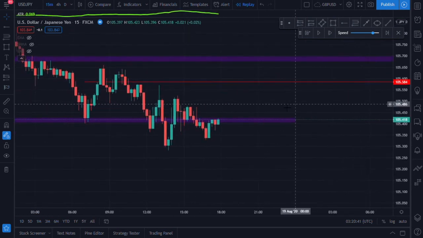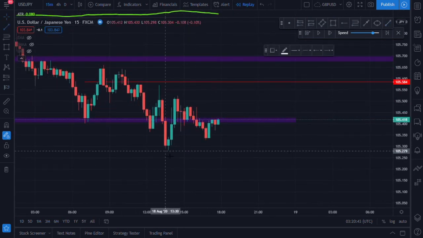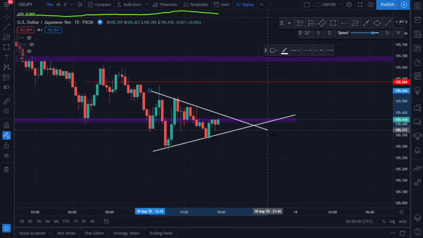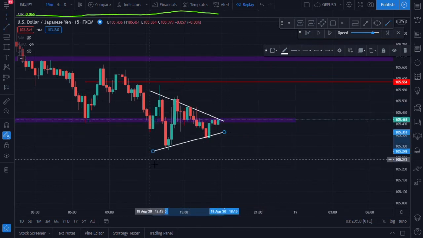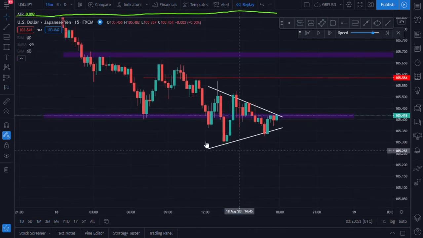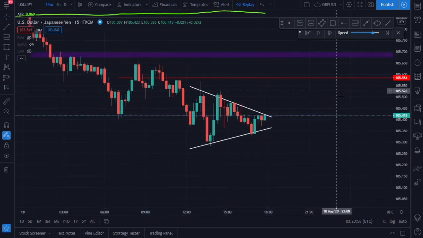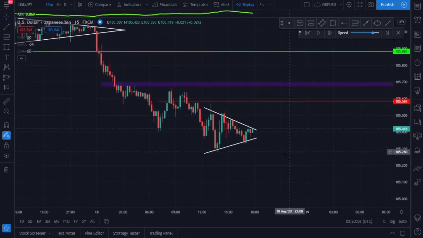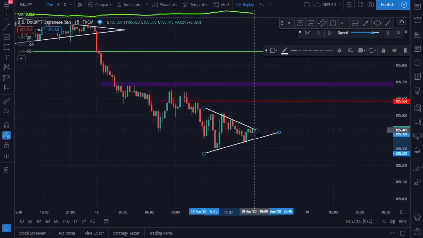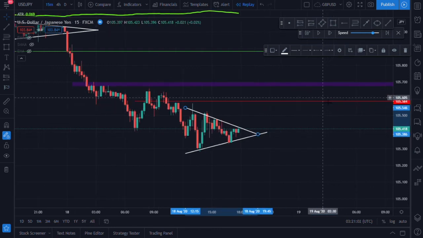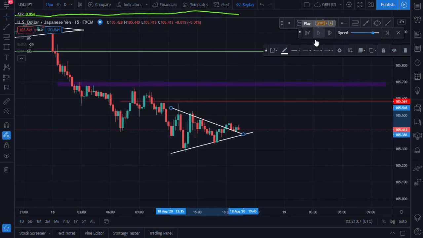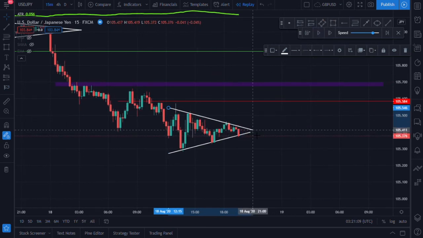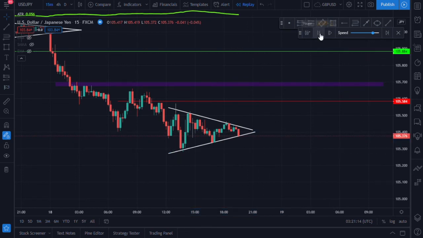Is this another triangle? I think we have another symmetric triangle going on here. Yes. All right, so we have another symmetric triangle pattern here that the market made. So again, we're gonna wait for a break here. Once the market breaks that zone, we're gonna re-enter the trade. I'm gonna add another position. All right, so I'm gonna redraw it again. All right, beautiful. That looks clean.